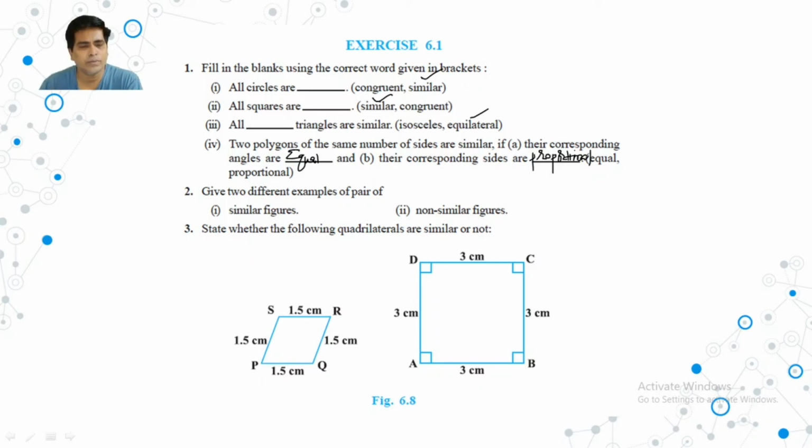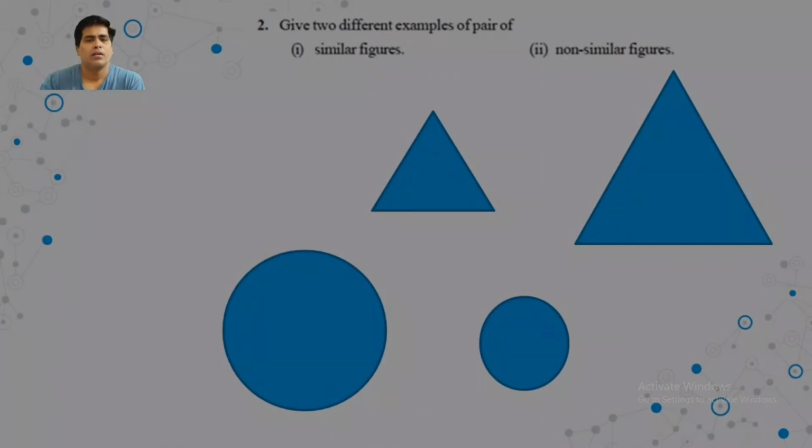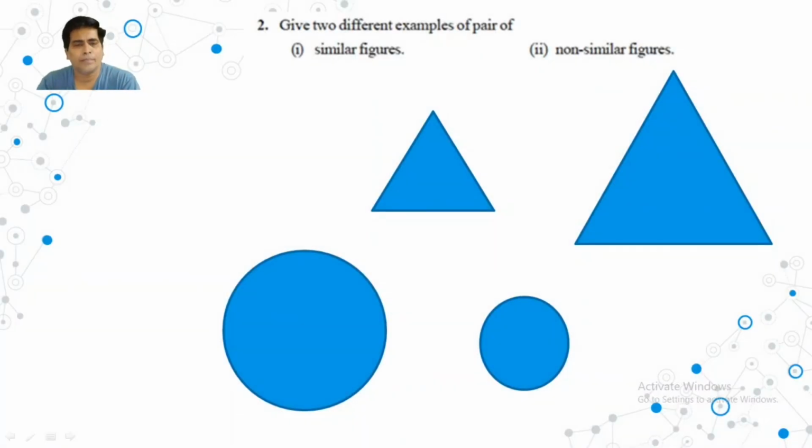Come to the second question. Give two different examples for similar figures and non-similar figures. So look at this example. Here I have shown two equilateral triangles, but the sizes are different. Suppose this is 3 centimeters, each and every side is 3 centimeters. Here each side is 5 centimeters. So clearly all angles are 60 degrees here, because it is an equilateral triangle. Here also all angles are 60 degrees.